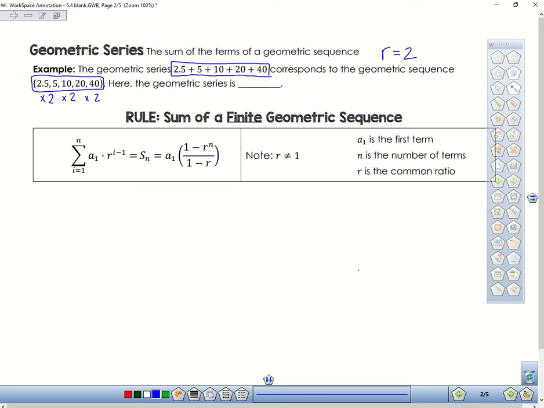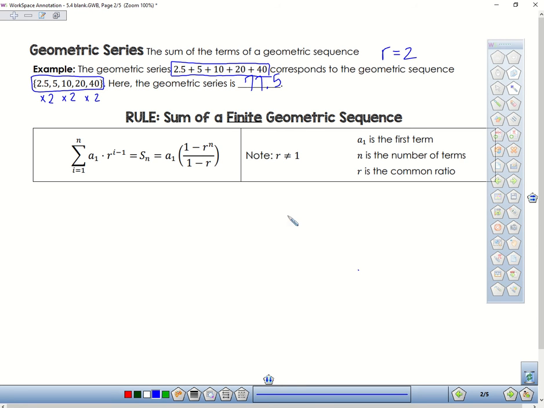So, to find the actual geometric series, we're going to add up all of those terms. 2.5 plus 5 is 7.5. 7.5 plus 10 is 17.5. 17.5 plus 20 is 37.5. And 37.5 plus 40 is 77.5. So 77.5 would be the geometric series because it's the sum of the terms of the finite sequence.